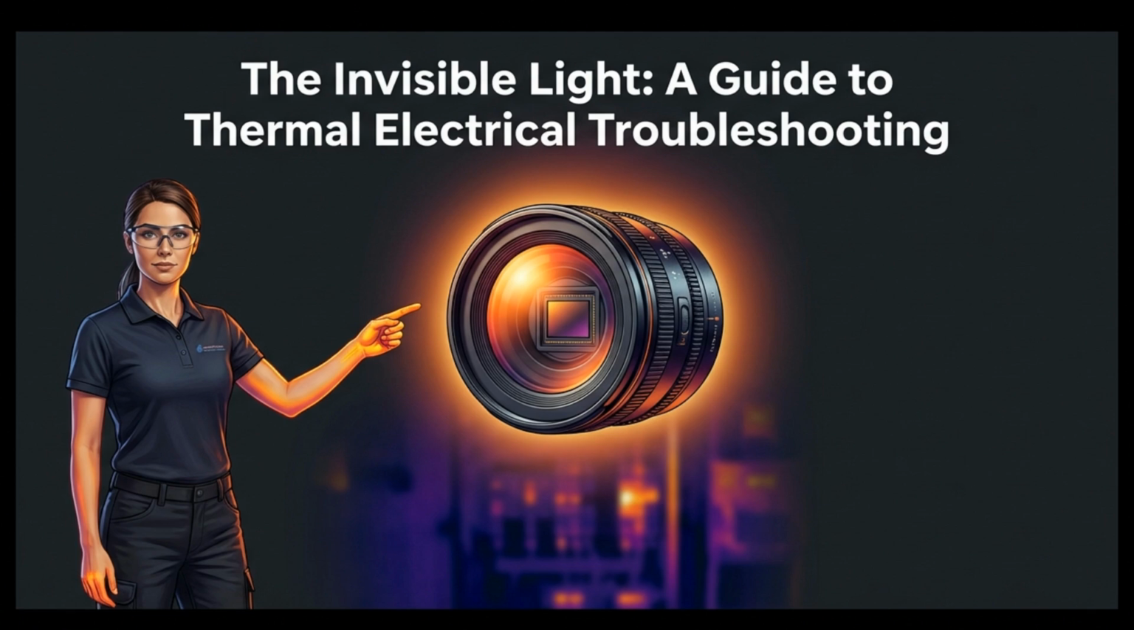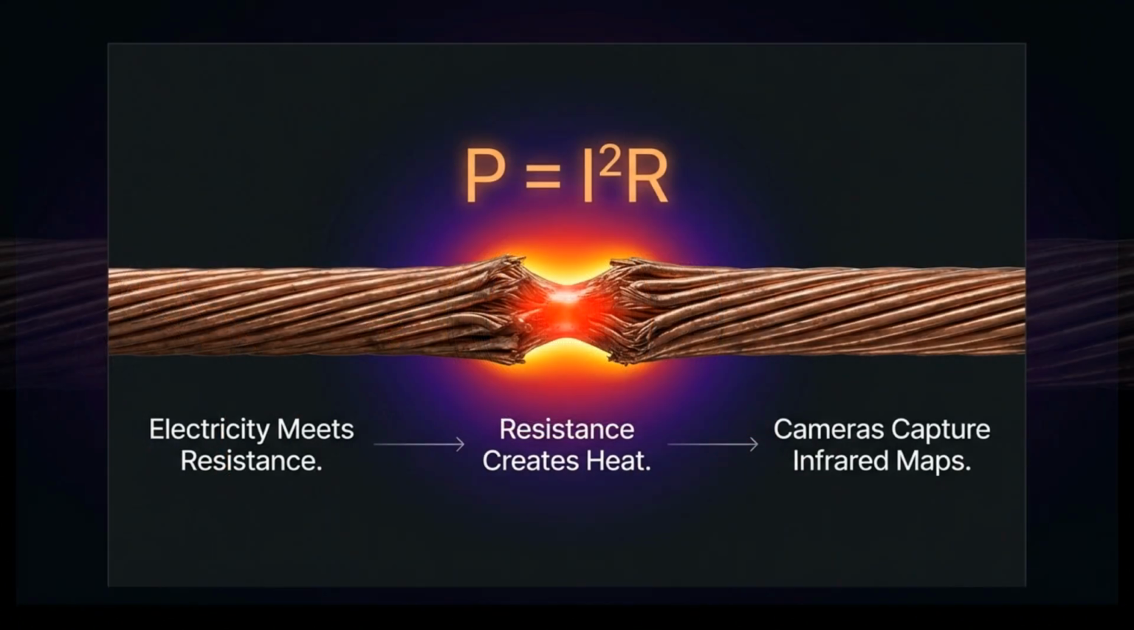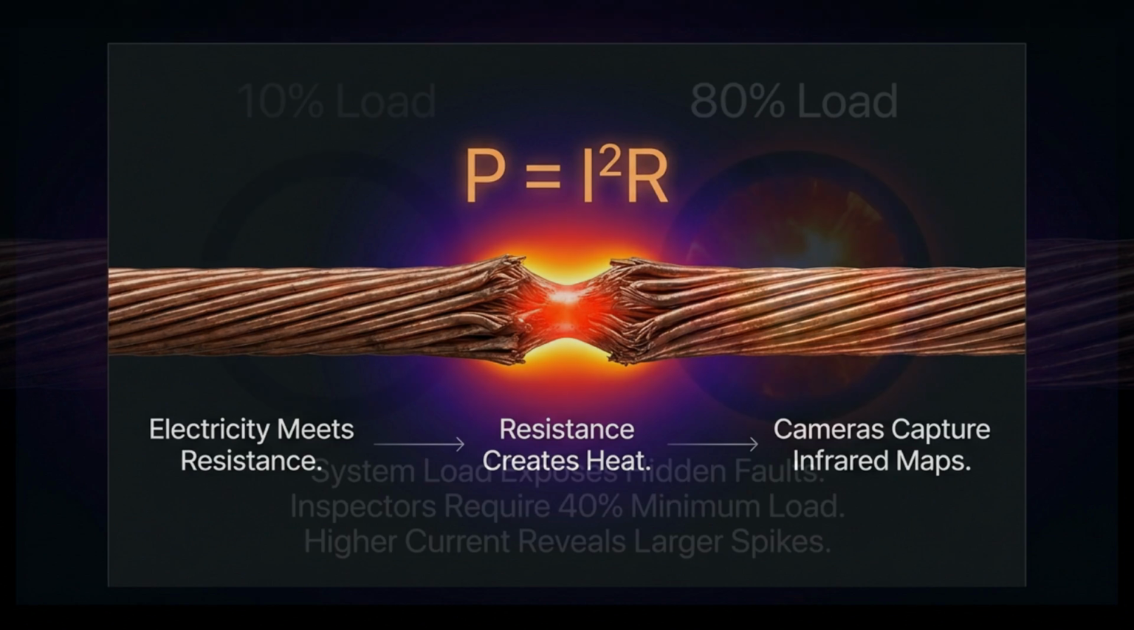Welcome to The Invisible Light, a guide to thermal electrical troubleshooting. This video will explore how thermal imaging reveals electrical faults that are invisible to the naked eye. The basic principle is P equals I squared R. When electricity meets resistance, heat is created. Thermal cameras capture this infrared heat and turn it into a visible map.